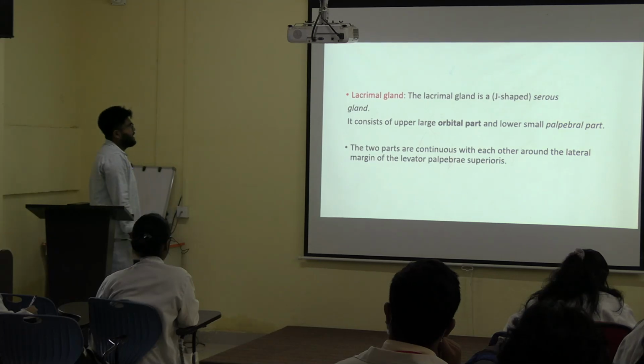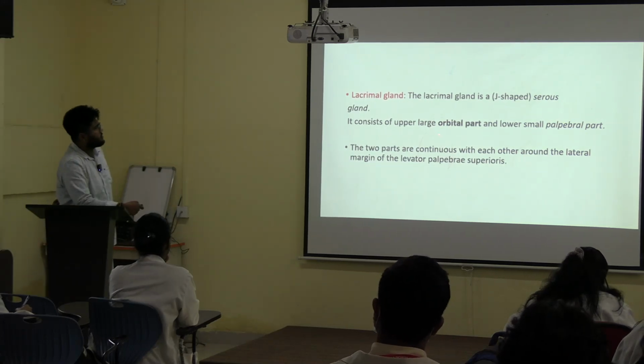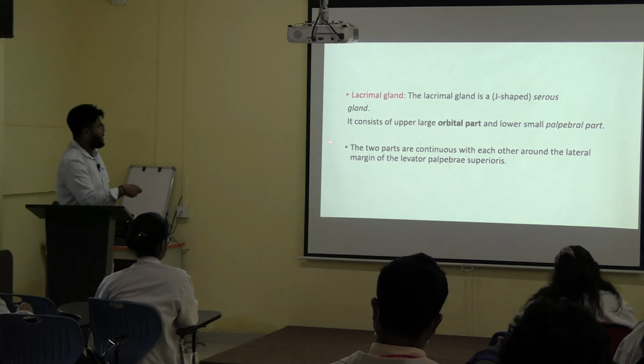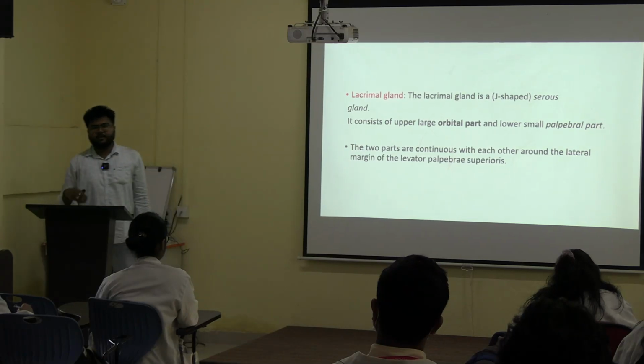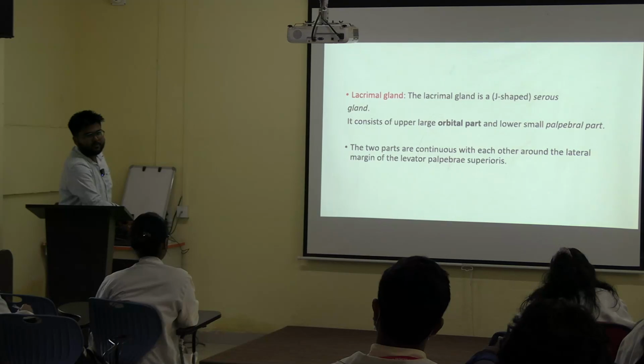First, here you can see the lacrimal gland. This is a J-shaped gland which consists of an upper orbital part and a lower palpebral part. These two parts are continuous with each other around the lateral margin of the levator palpebrae superioris muscle.